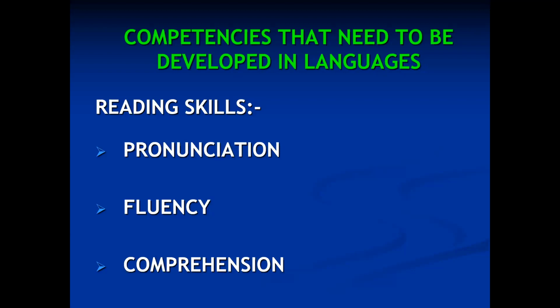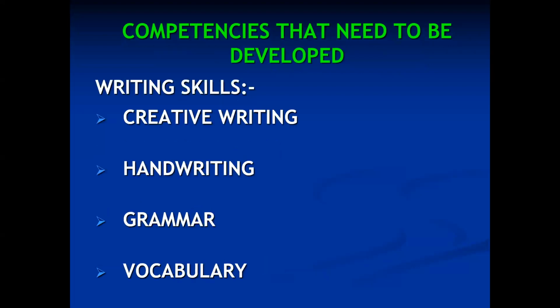Then comprehension. Comprehension means understanding. I may be speaking a language like the way I am talking to you. If you are not understanding 1 or 2% of it, that is expected. But if you are not understanding 80% of it or 90% of it, then you have not developed the ability or competency of listening to a language and understanding it. So the child should be able to pronounce the language. He should be able to read with fluency. He should be able to understand what he is reading. And writing skills happen to be very important.